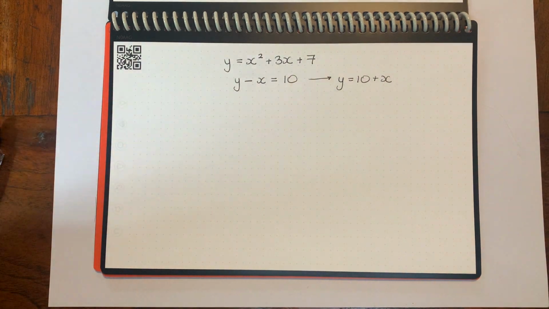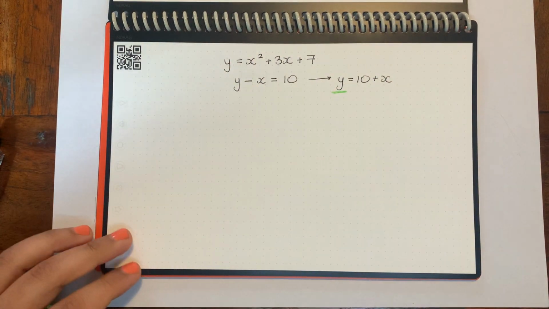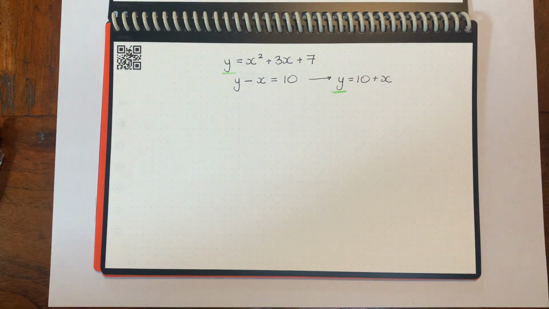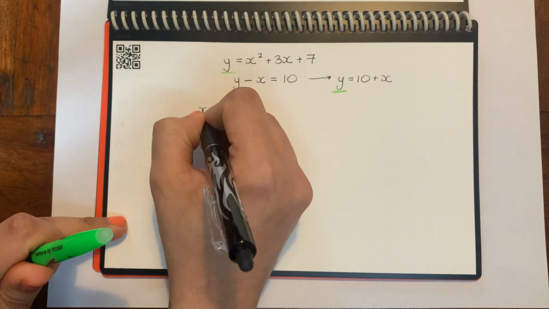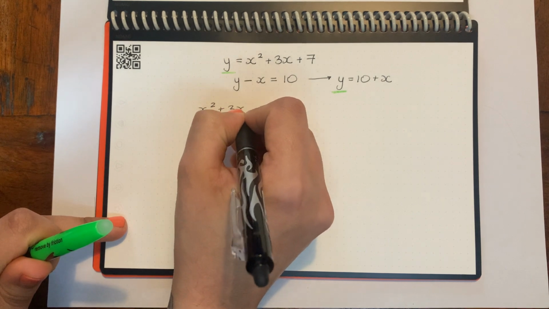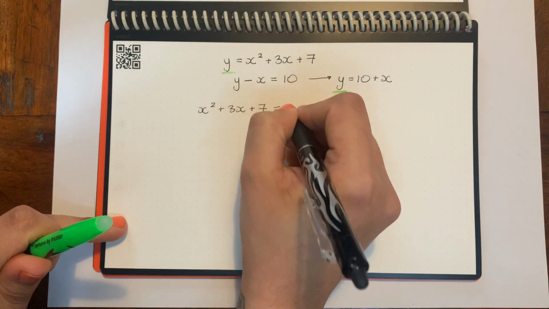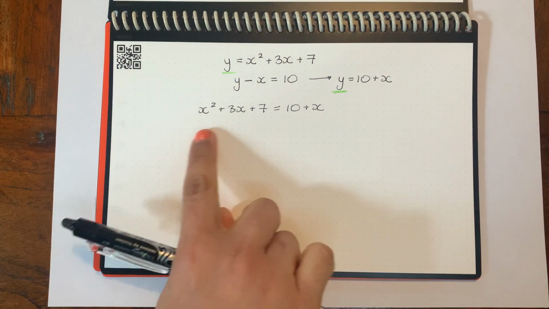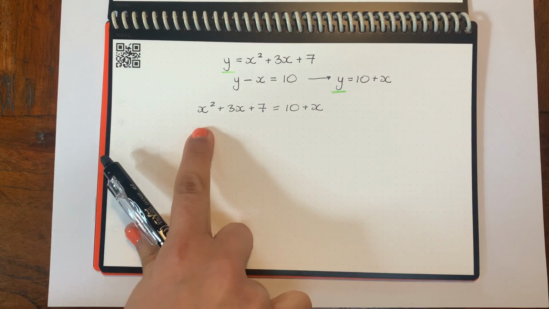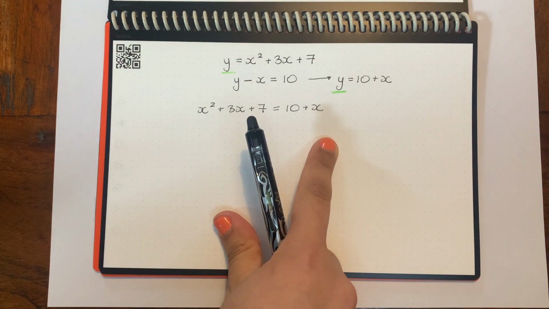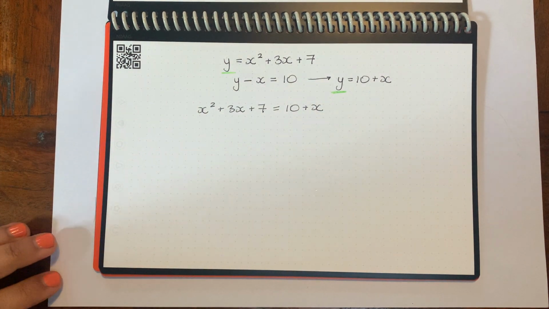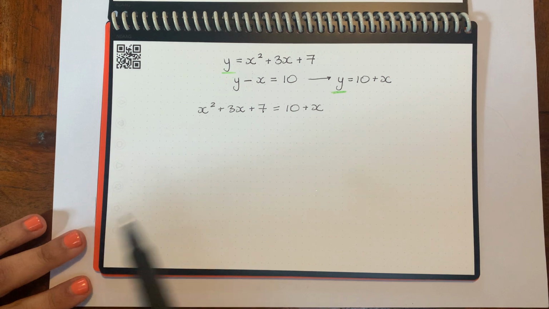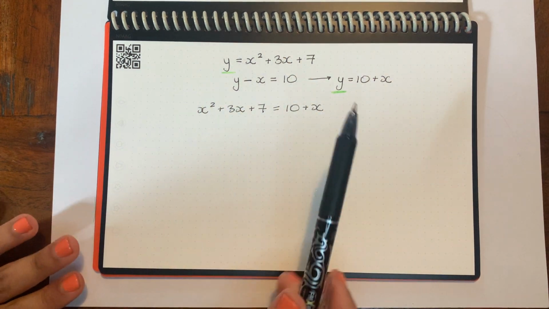And now what I can do is, because this equation is equal to y and that equation is equal to y, y must equal y. Therefore, x squared plus 3x plus 7 must equal 10 add x. And the reason why that's quite helpful to do is that I now just have one unknown. I've just got the x's that I need to solve. So this is called solving by substitution, because what I've done is I've substituted one equation into the other.